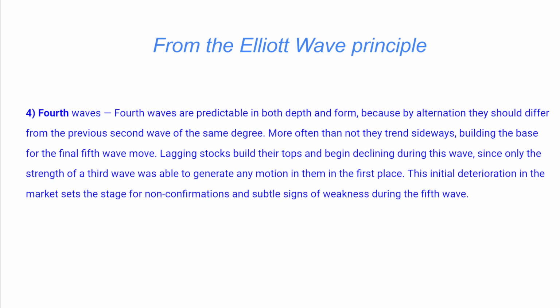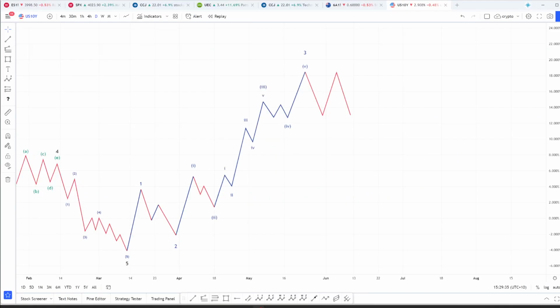More often than not, they trend sideways, building the base for the final fifth wave move. Lagging stocks build their tops and begin declining during this wave. And since only the strength of a third wave was able to generate any motion in them in the first place, this initial deterioration in the market sets the stage for non-confirmations and subtle signs of weakness during the fifth wave. So in an Elliott sense, the movement of wave four is logical.